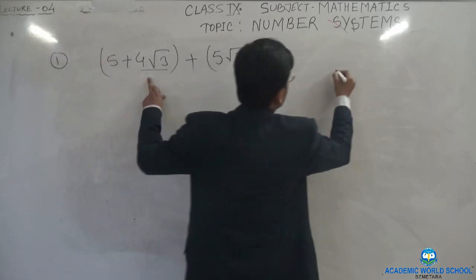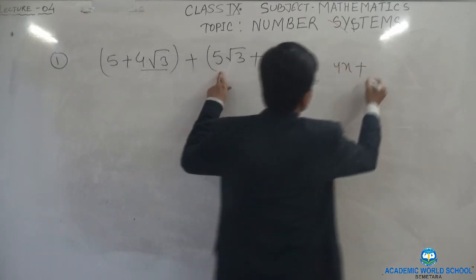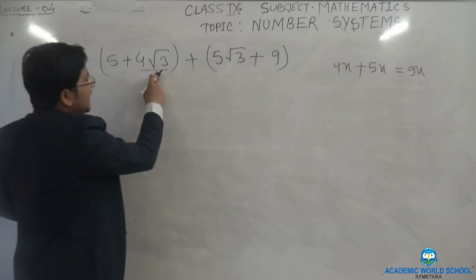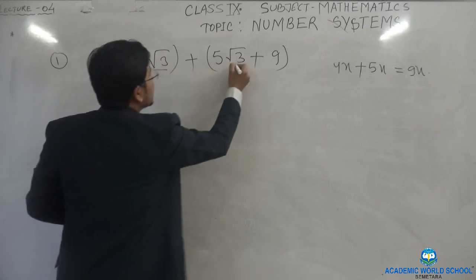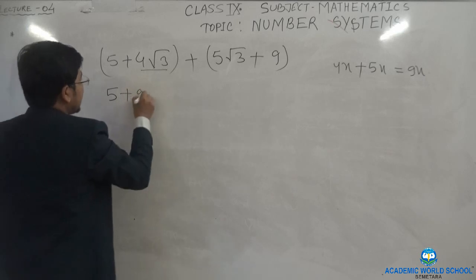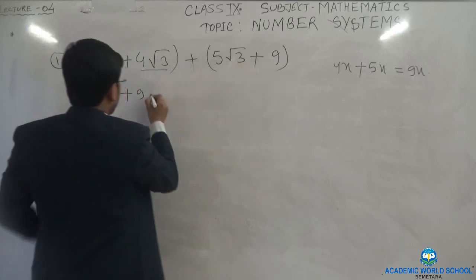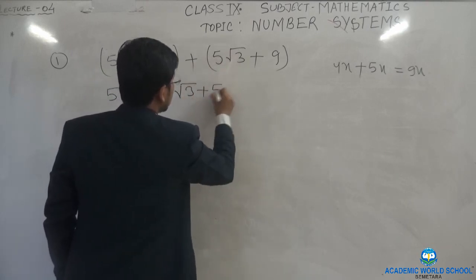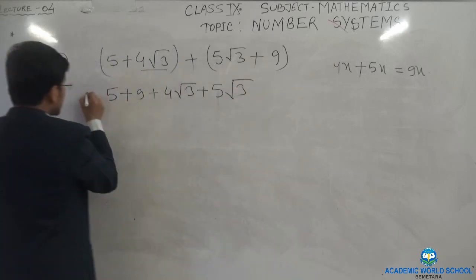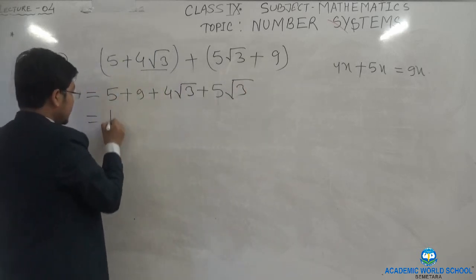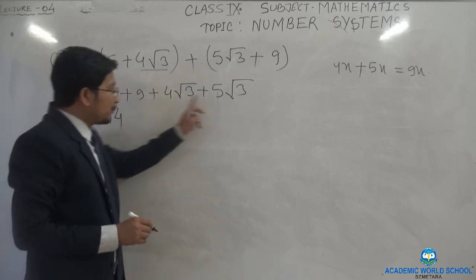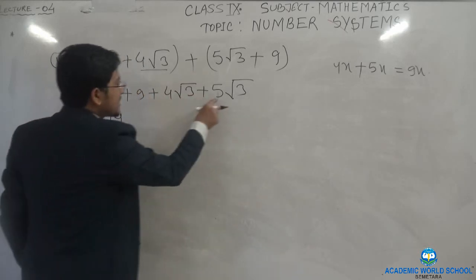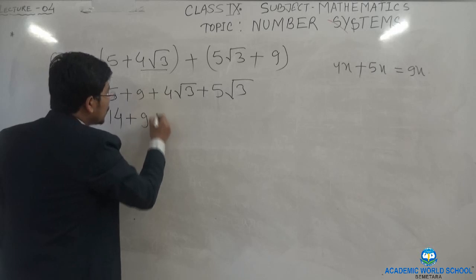So actually if I am writing 4x plus 5x, then it is 9x. Likewise root 3 will be added with root 3 term only. So this is 5 plus 9, this simple number will be added together, and then plus 4 root 3 plus 5 root 3. So 5 plus 9 is equal to 14, and if we add this, this will be 9 root 3. This will be 4 plus 5, 9, so 9 root 3.